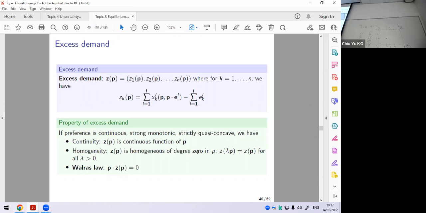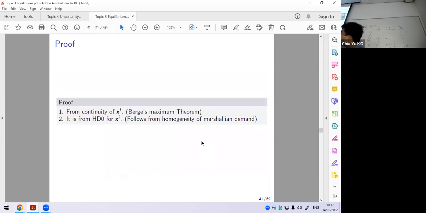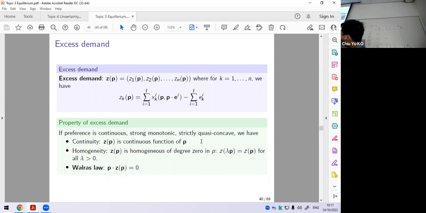It actually comes from the fact that the maximum of a continuous function, the solution, is also continuous. That comes from what we call the Berge maximum theorem. It's a math result. I don't think we need to worry about that. We have actually been using it without any concern.